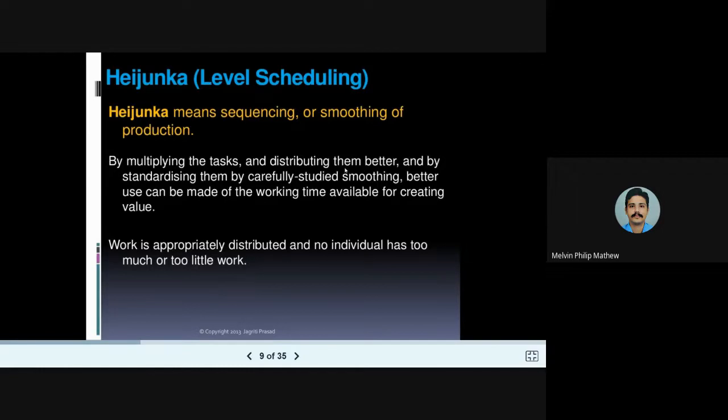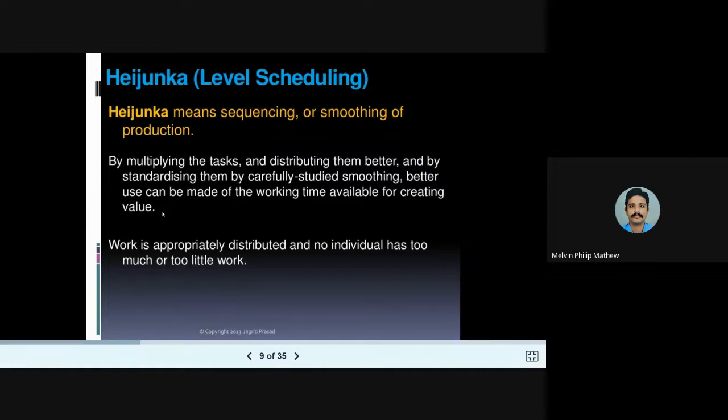So by multiplying the task and distributing them better, and by standardizing them by carefully studied smoothing, better use can be made of working time available for creating value. Also, when we are doing the process, we are not using a single labor. A single labor does not do all these sequences or these production processes, but instead we are multiplying the task. So we are dividing them among each and every one. So each person will be doing one job, and that job should be at its perfection. So that is coming under level scheduling.